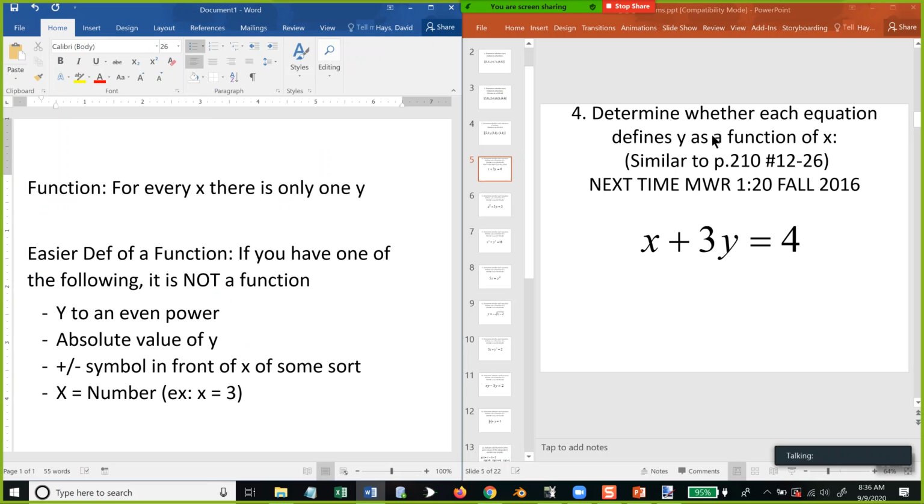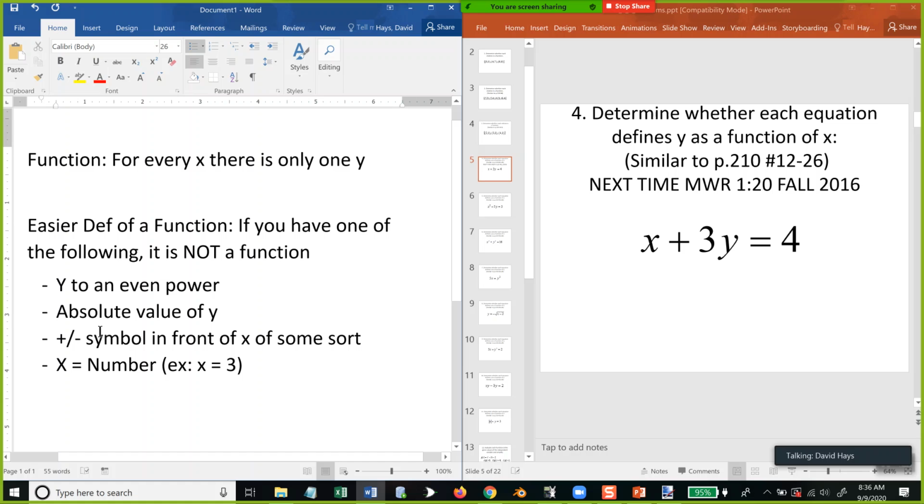So on this one, it says determine whether each equation defines y as a function of x. We don't want to sit there and try to guess x values and see if any give us two different y values. We use our shortcut. These are the things we cannot have, the bad things. Well, we have y here, but that's y to an odd power. This is y to the first power, so that's okay. No absolute values, no plus or minus symbols. Now you might say, oh, isn't this a plus or minus symbol? No, plus or minus is where you got a plus and then minus right underneath it. And when I say x equals a number, you don't have anything else. So you wouldn't have this 3y. So this doesn't have any bad items, so this is a function. So the answer is yes. And there's no work to show on those, you just write it down.